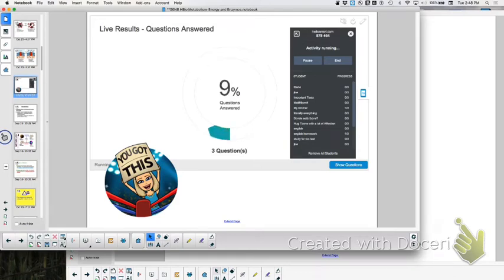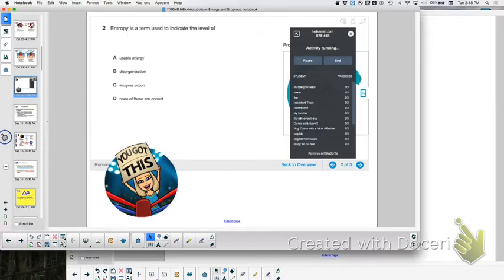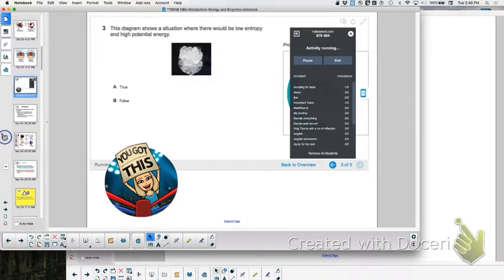Do these at home too. Here, I'll show you the questions. Here's question number 1. Commit your answer to paper. That's the best way to do this, to be authentic. Number 2. And number 3.